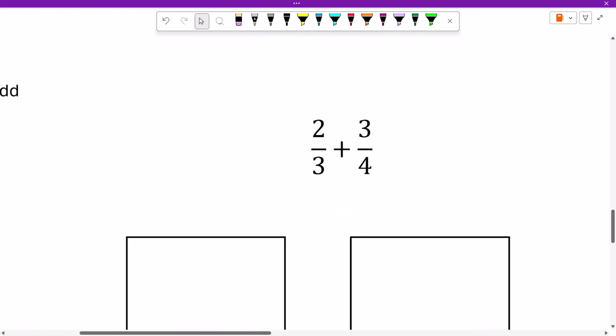We look at this and we go, hey, we can't add these 2 fractions together because the denominators are different. So before we can add them, we need to make the denominators the same. We do this by drawing our pictures. So we draw the picture of the first fraction.